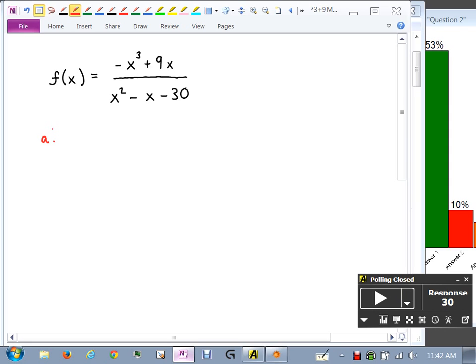Okay, what's the first step? Make sure it's a rational function. So it is. Y'all realize I'm kidding, right? Okay. All right. What's the next step? Factor it out? Yep, factor it out. So what can you do up top? Factor out an x? Do you want me to do negative x or x?